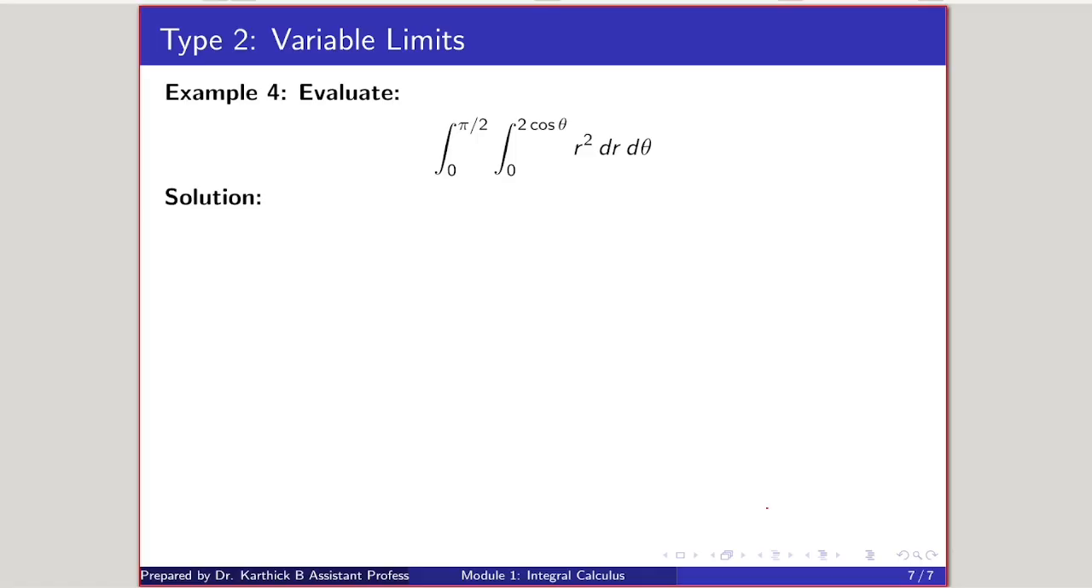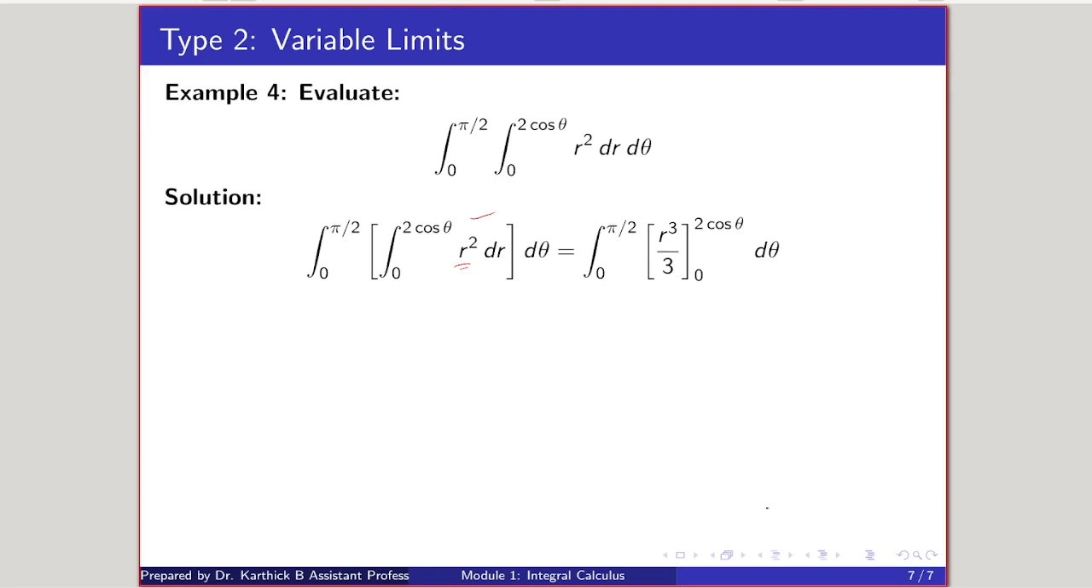The next problem. Here r varies with respect to theta. So the limits are from 0 to 2 cos theta. Anyway, r depends on the variable theta, so it comes under variable limits. So how do we evaluate this? Similarly, the internal integral: if I integrate r square, it becomes r cube by 3, and we have to substitute the limits.